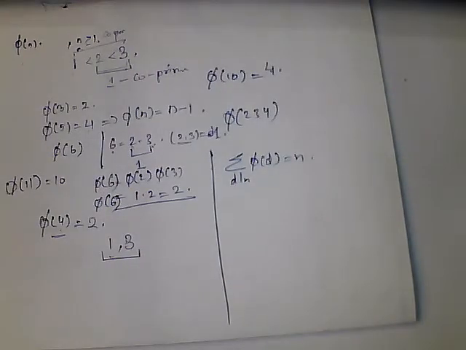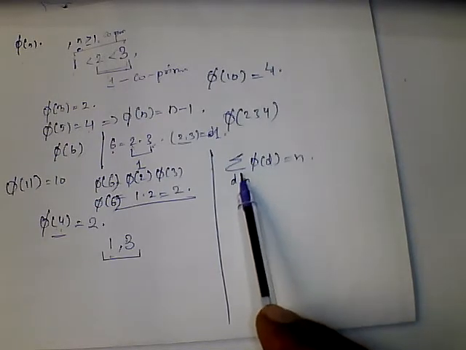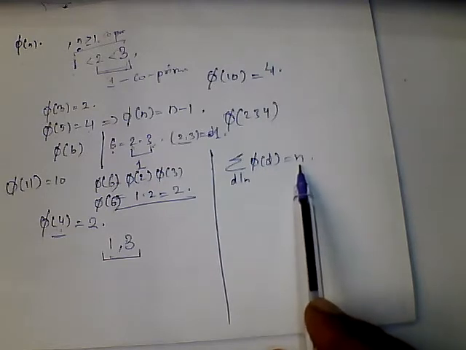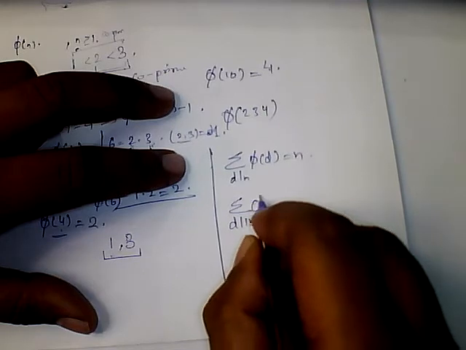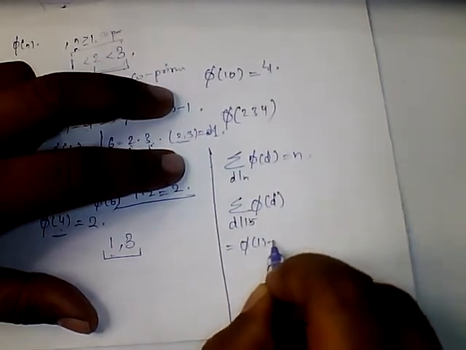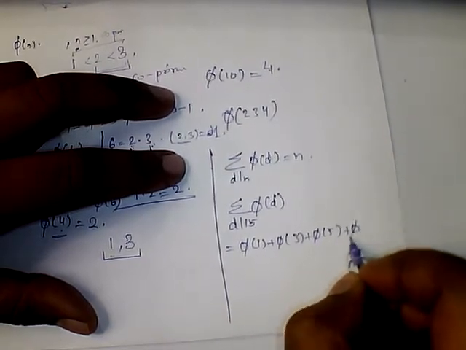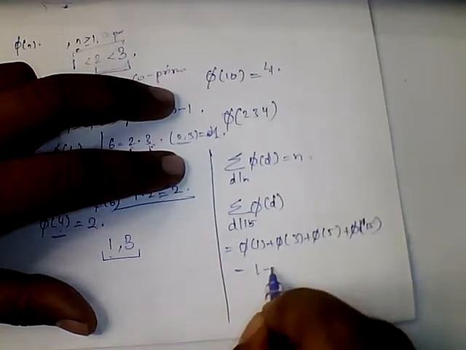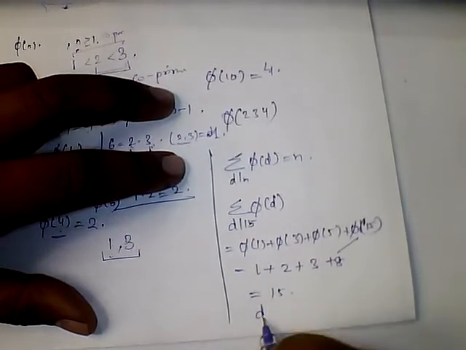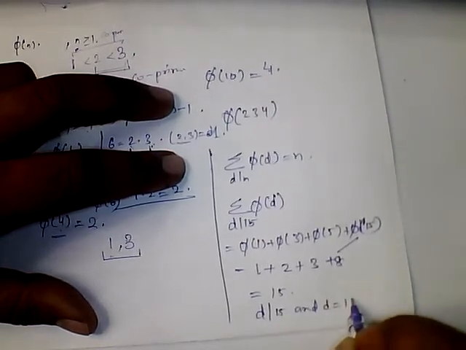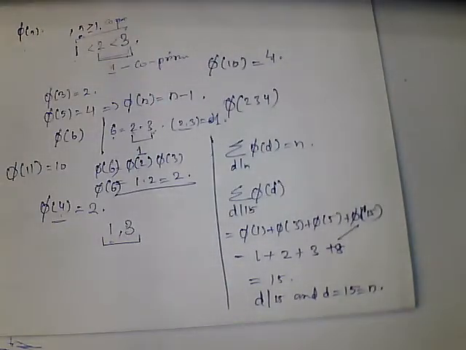If you consider the divisors of n, and if you add up phi of these divisors, you will end up having n. For example, the theorem says that summation over d dividing 15 of phi of d is equal to n. So we have to prove that only.